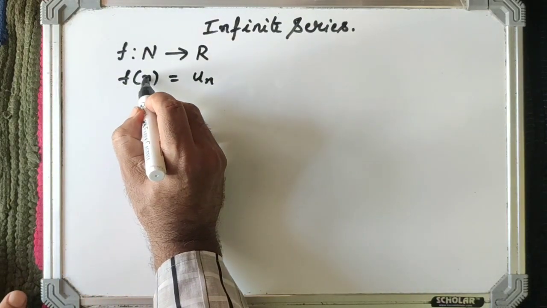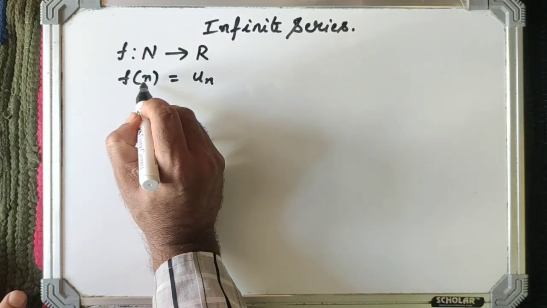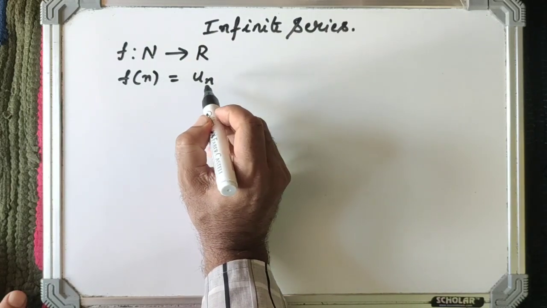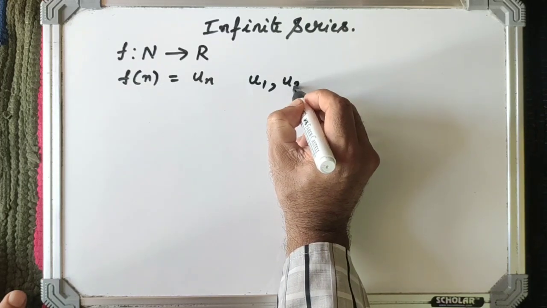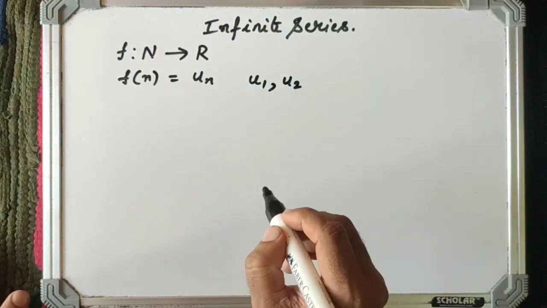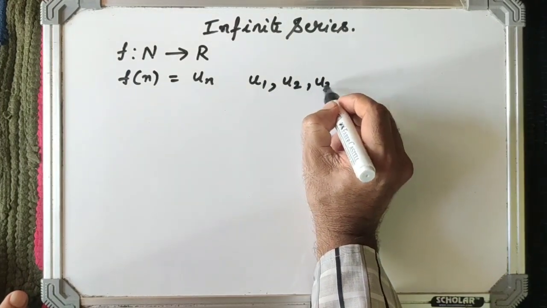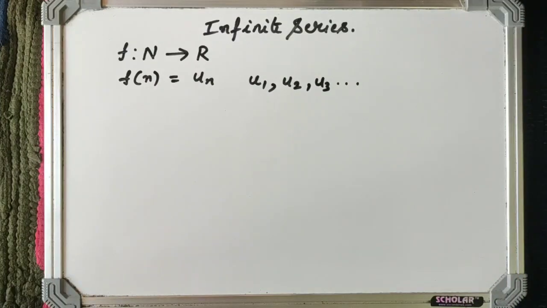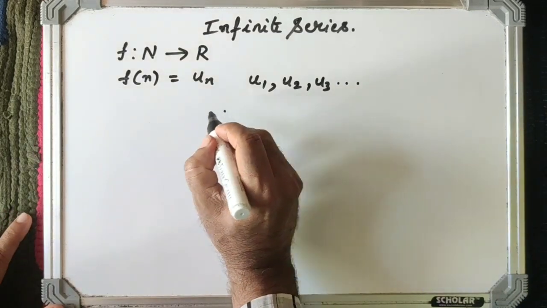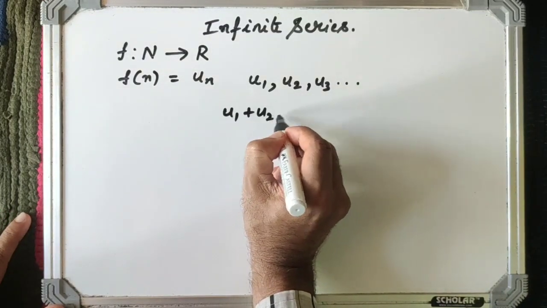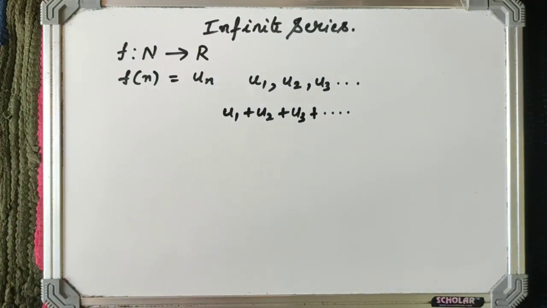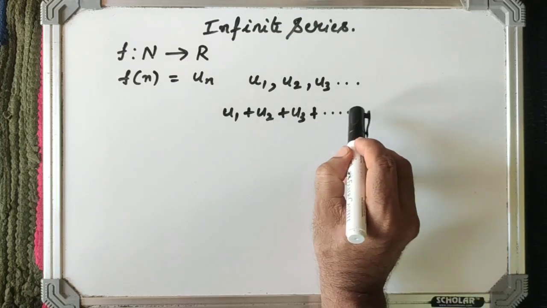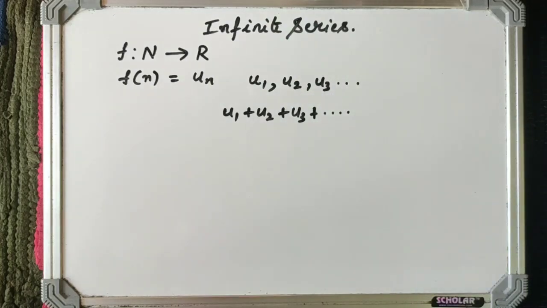So that means if you substitute n equal to 1, you will get the real number u1. If you substitute n equal to 2, you will get the real number u2. So like that, you will get the sequence u1, u2, u3, etc. So this is the sequence. Now, if I add these terms of the sequence, that means u1 plus u2 plus u3 plus etc., then I will get the series. So the sum of the terms of the sequence is known as the series.